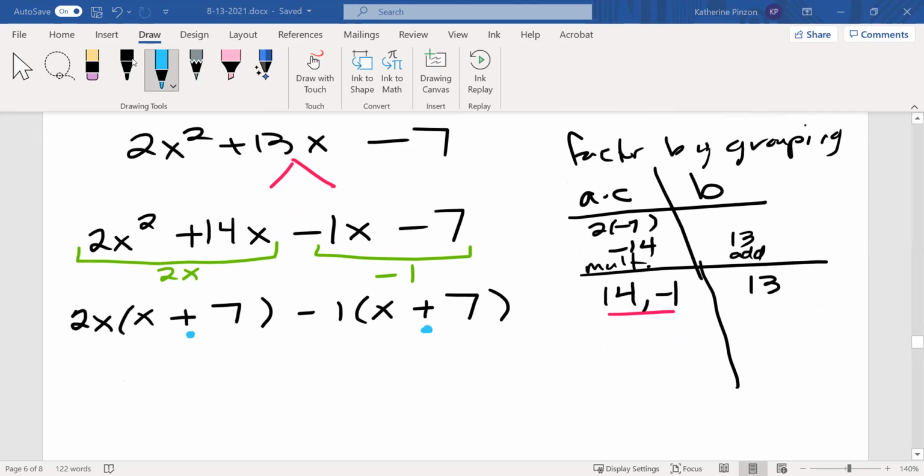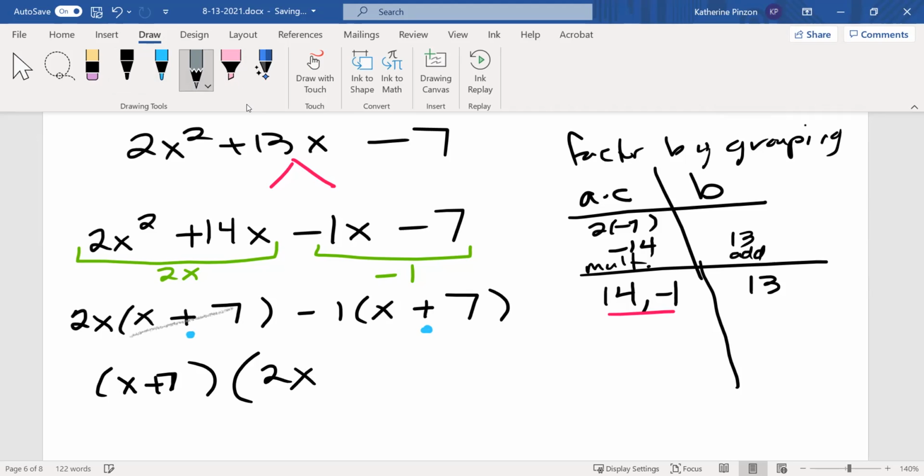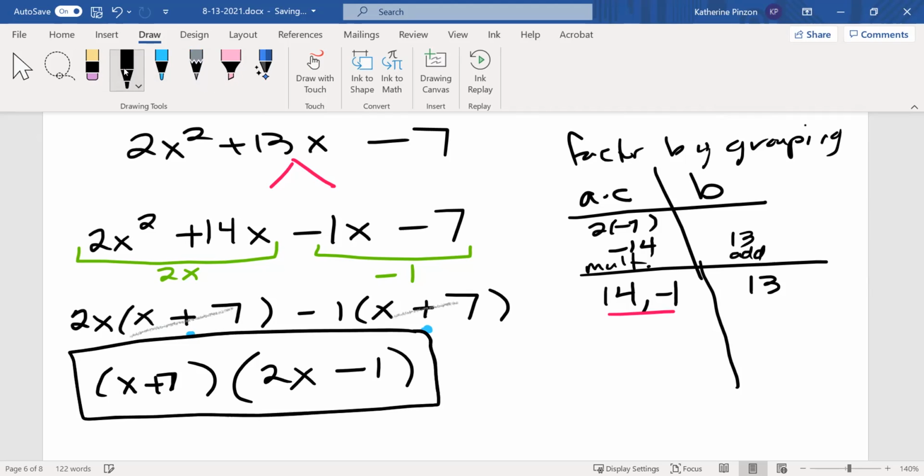Okay, so I'm going to pull that x plus 7 into the front. When I take this x plus 7 away right here, I'm left with 2x. When I take this x plus 7 away here, I'm left with -1. So there is my factored form of that piece up there.